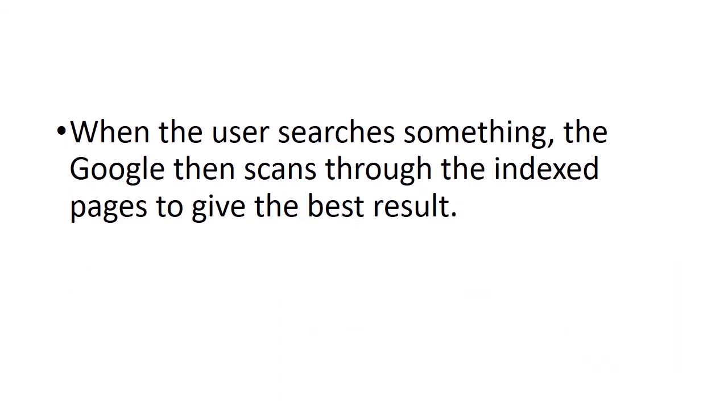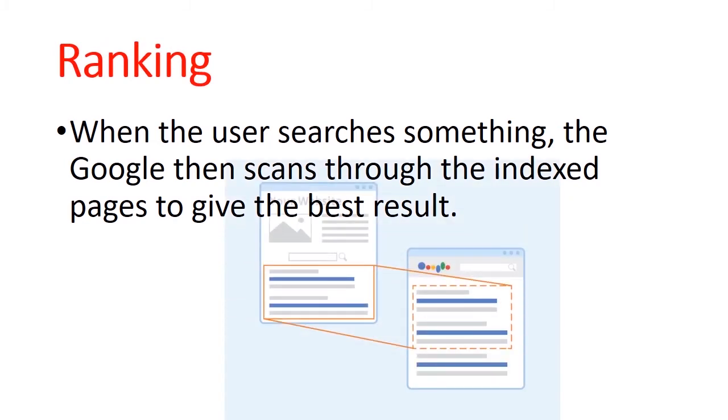Number 3. Ranking. When the user searches something, Google then scans through the indexed pages to give the best results. It gives attention to factors like language, location, devices, and so on. With the same search query, like how to find a restaurant or how to create a Google account, the search result for a user in India will be different from a person located in USA. This is how search results are varied.